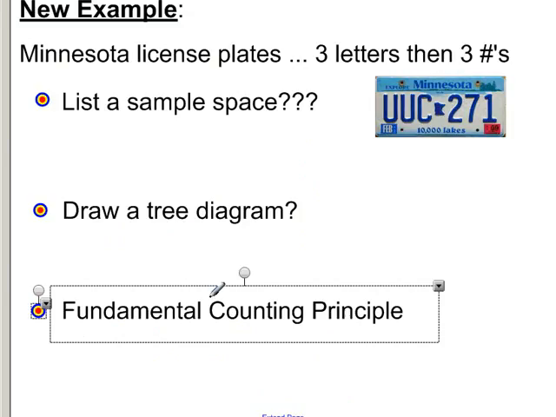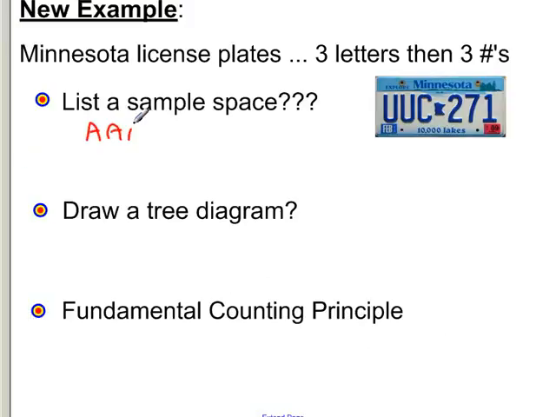Now, the fundamental counting principle is much more likely to be used when we talk about real-life problems. For example, Minnesota license plates. Here's an example right here. It's 3 letters and then 3 numbers. If I ask you to list the sample space, I'm telling you to list every single license plate that's possible in the state of Minnesota. That might take you a while because you're going to start with AAA 001. And then you're going to have to go AAA 002, and AAA 003, 004. You're going to keep going, and then when you're done with all those, you're going to have to go AAB 001. It's going to take a little while. This is not something I really feel like doing right now.